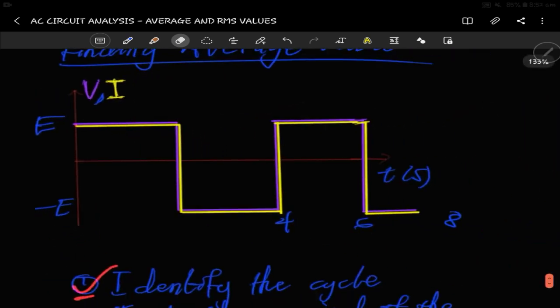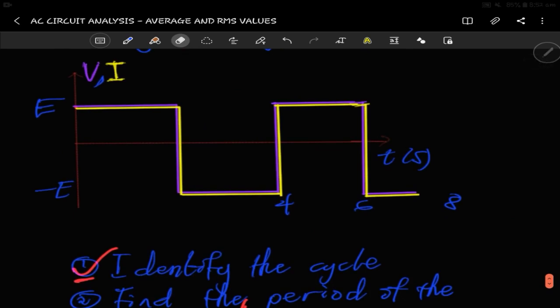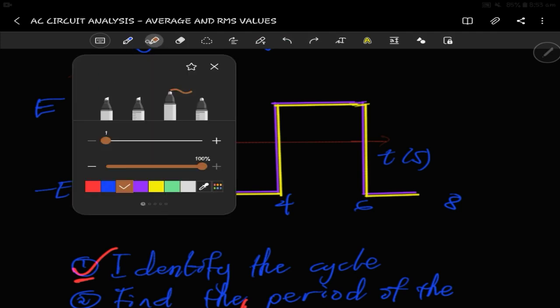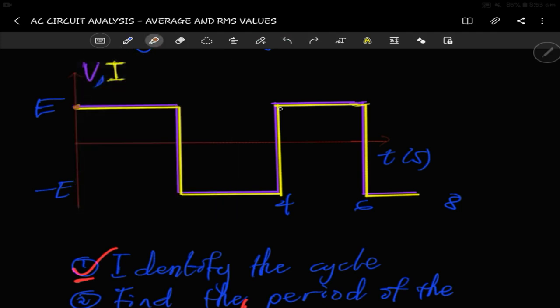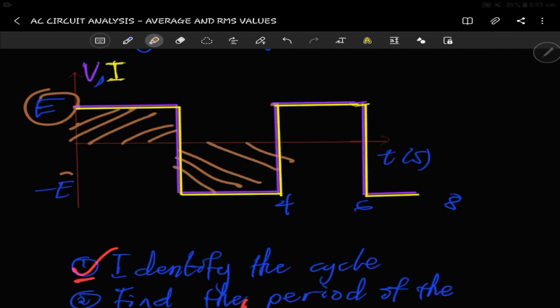Okay, so now it's cleaned up. Looking at this, you can clearly see that if our cycle starts here and ends here, we can talk about two areas, right? One area will be here. Because of this E here, it will end up being a positive area, and this one right here will end up being a negative area because of this negative E here.